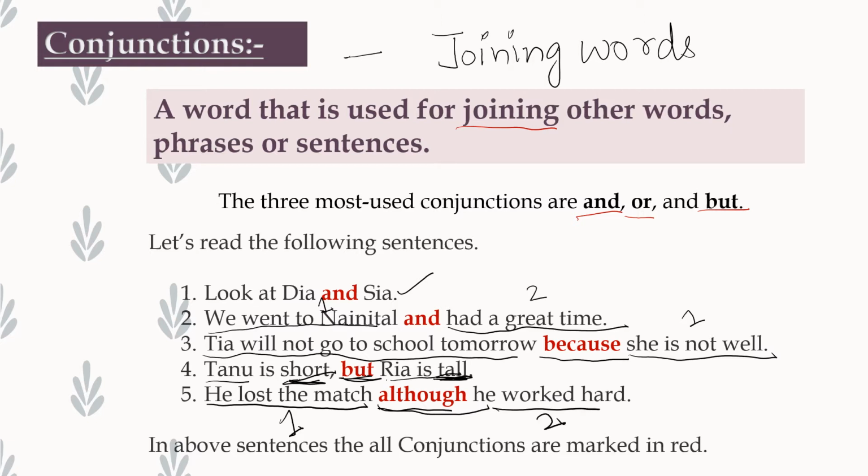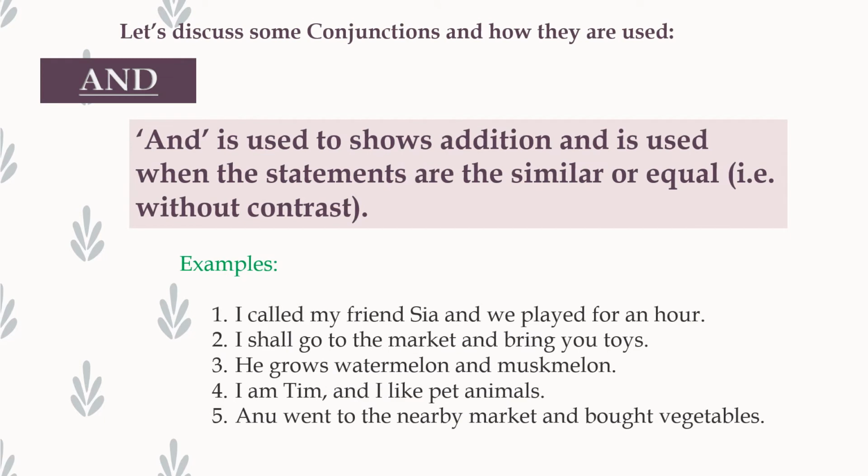So these were some of the conjunctions. There are many conjunctions in the English grammar, but we are going to learn about only a few. So let's see what those are. First is and, and now we'll see how to use them in our sentences. We are all aware of this word. And is used to show addition, and is used when the statements are similar or equal. So it says and is used to show addition. Addition means not this addition, but the thing is actually the same.